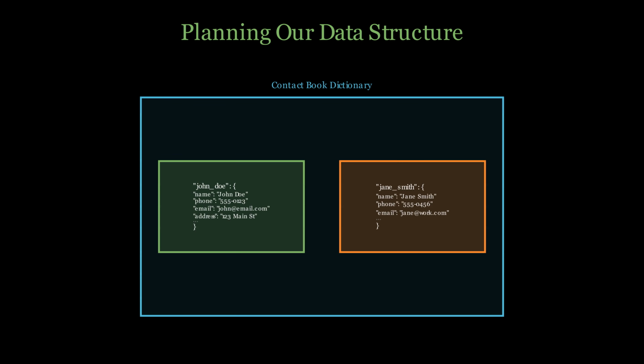Before writing code, let's plan our data structure. Good planning leads to clean, maintainable code. Each contact will be a dictionary with personal details like name, phone, email, and address. We'll store all contacts in a main dictionary using names as keys for fast lookups. This nested structure gives us flexibility and performance.